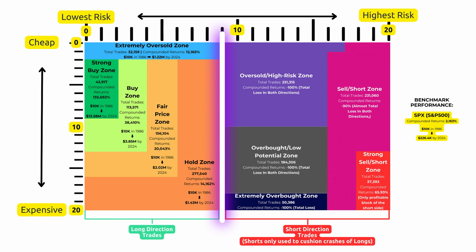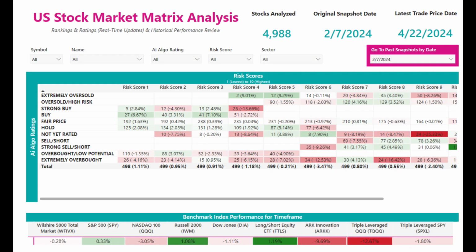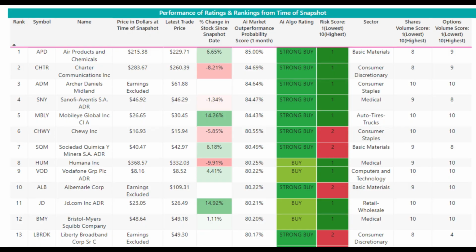Now, the astonishing thing about this entire research is how the strong buy zones compare with the S&P 500 benchmark. In the 38 years of this analysis, the S&P 500 has appreciated at 2,163%, while our strong buy zone has appreciated at 135,692%. A remarkable outperformance. And so using the same approach, we're now able to build screeners and rank and rate every single stock in the market for every single day.